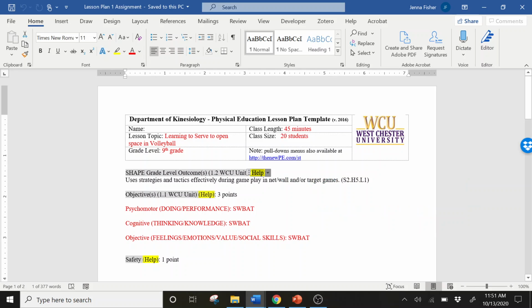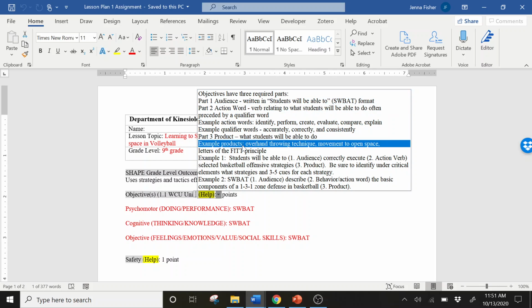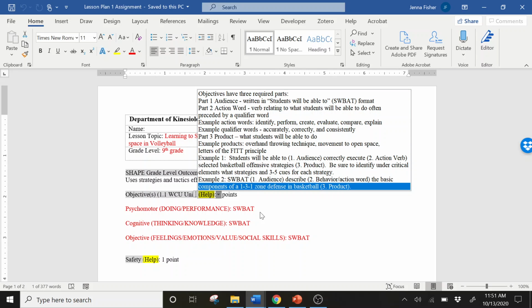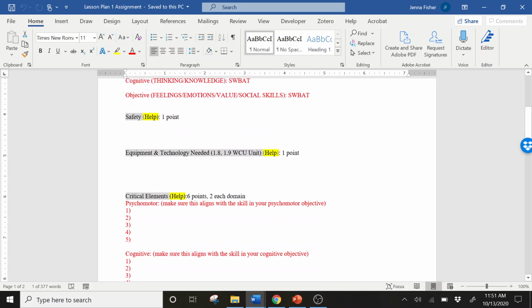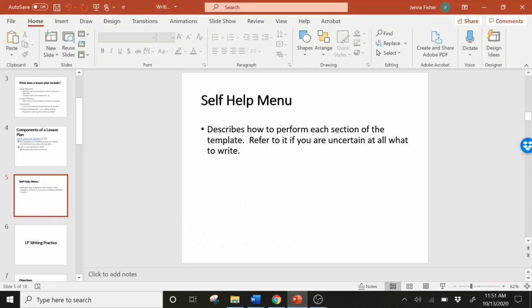So if I forget what an objective is, I can click on this help component here, click the drop down, and it explains everything I'm looking for regarding your objectives. And this goes throughout the whole entire document. So those help boxes are there to help you write your lesson plans effectively.